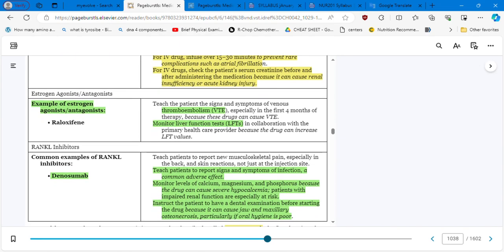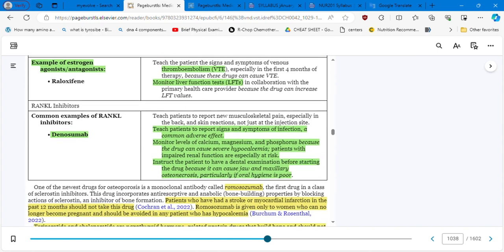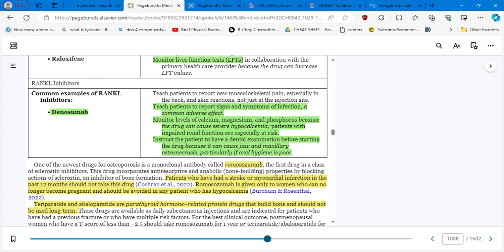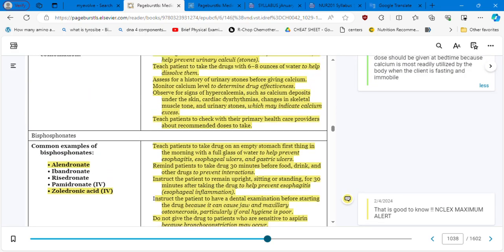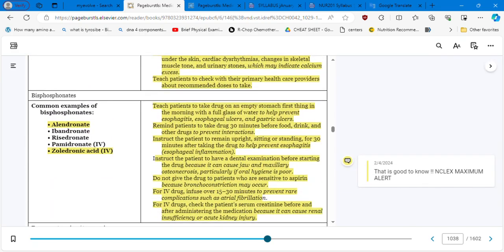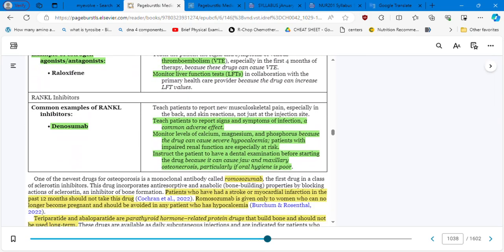For estrogen, let's prevent thromboembolism and monitor liver function tests. And for the receptor activator of nuclear factor kappa B inhibitor, denosumab, you need to teach the patient to report signs and symptoms of infection, a common adverse event. This is very important for you. These drugs have a lot of adverse events and you need to master this. This is NCLEX maximum alert, okay?